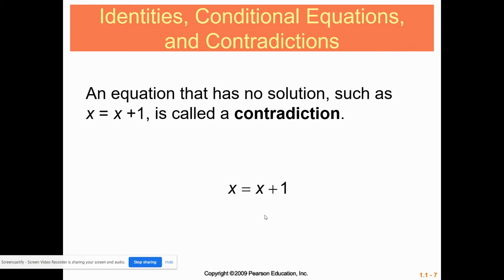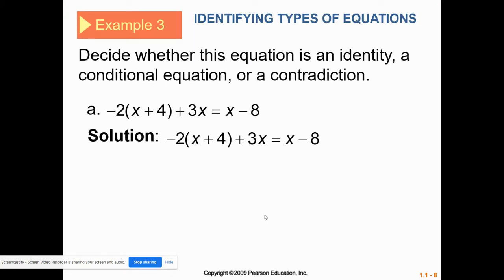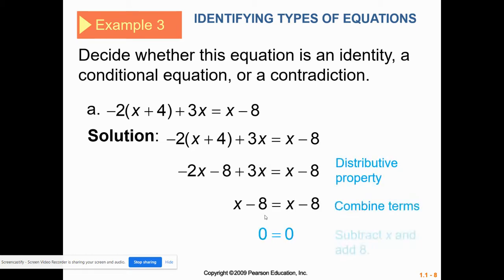So in some of these problems that you're going to be working on, you're going to identify whether you have an identity, a conditional, or a contradiction. In other equations, you're just going to do some solving. So in this question right here, you're going to distribute the -2, combine your like terms, and solve for x. What you end up with is 0 equals 0, which would be an identity.